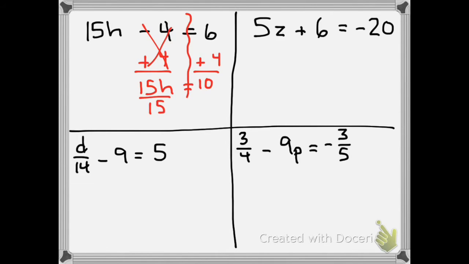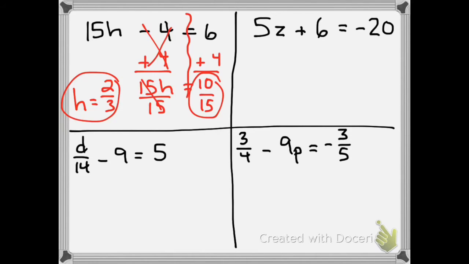So since it's 15h, we know that that's multiplication. We're going to divide to solve. So we're left with 10 over 15, but as we know, we want to reduce all our fractions, so 5 can go into both the top and the bottom, giving us a result of 2/3.